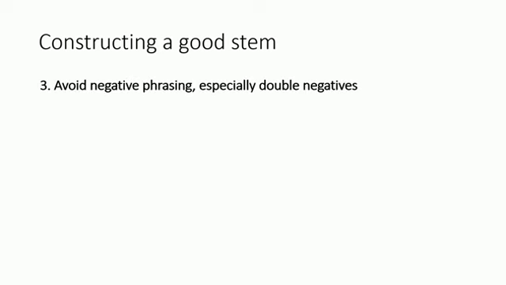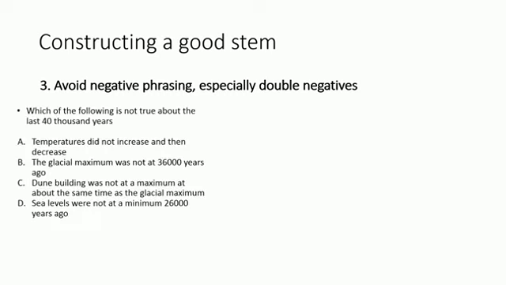Third part about constructing good stems, avoid negative phrasing, especially double negatives. You often find these in multiple choice questions, and there's really no point to it. It's just that sometimes people who write them are trying to be tricky. Here's a good example. Which of the following is not true about the last 40,000 years? Temperatures did not increase and then decrease. The glacial maximum was not at 36,000 years ago. In fact, it took me a long time to write this question because even in my head, getting that double negative right so that it made sort of sense in a double negative sort of way took a long time.